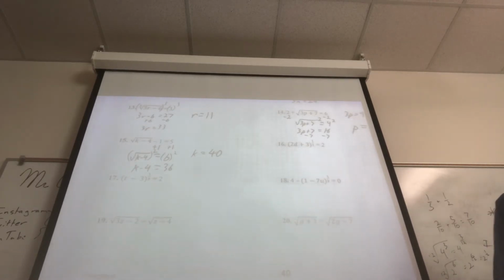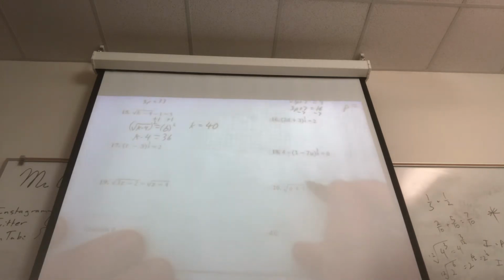Okay? Down here on the bottom, number 20, we would just square both sides. We get g plus 1 equals 2g minus 7. Subtract g from both sides. That's 1 equals g minus 7. We add 7, and we get g is equal to 8.